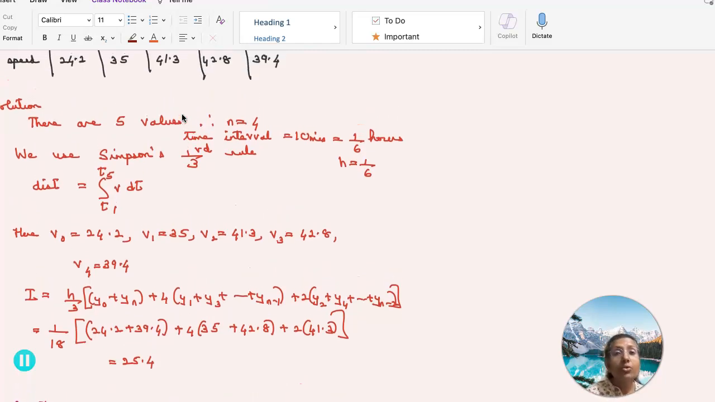So we have seen how to use all the three rules, Simpson's 1/3 rule, Simpson's 3/8 rule, and Weddle's rule in problem solving. Thank you.